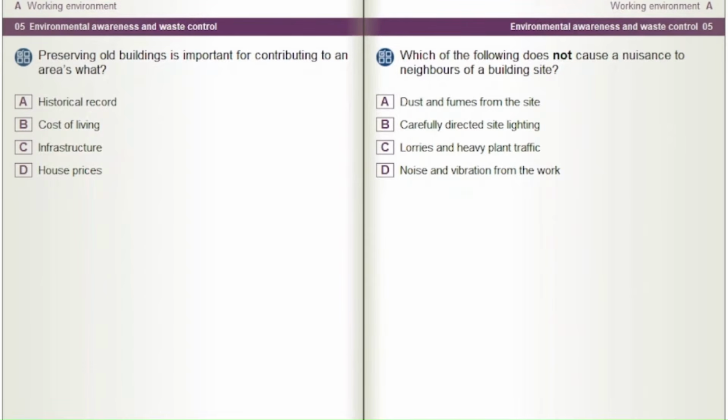Preserving old buildings is important for contributing to an area's what? Historical record, cost of living, infrastructure, house prices.